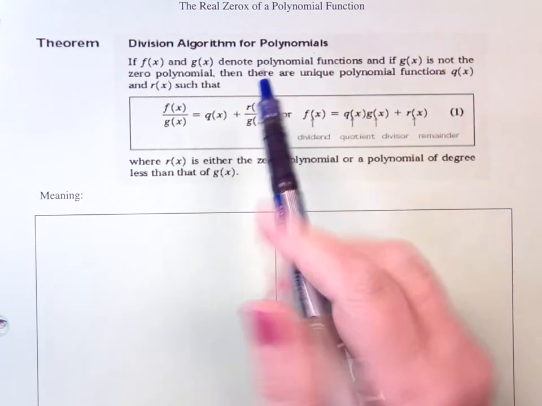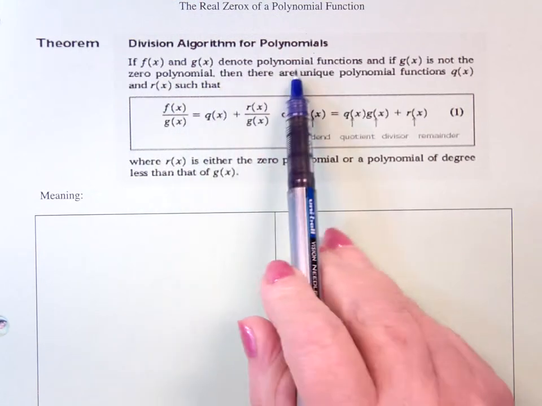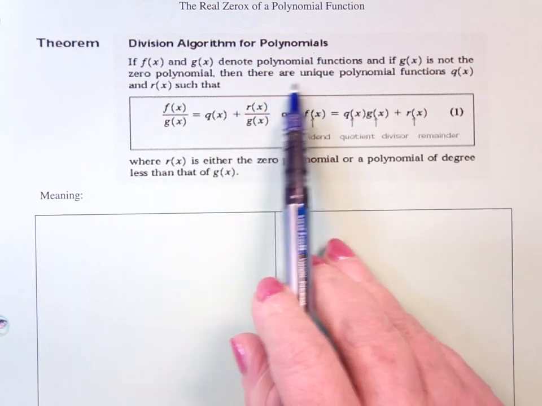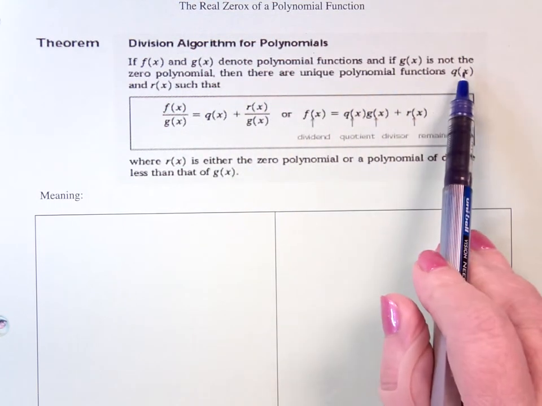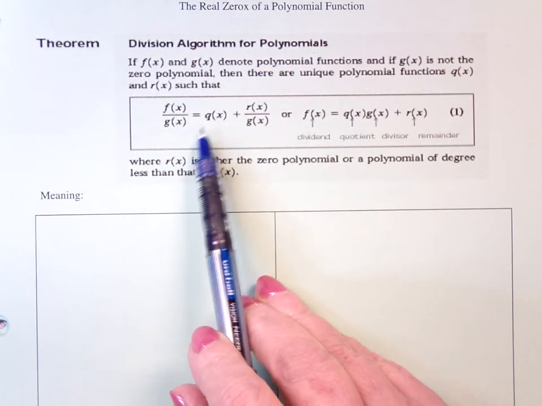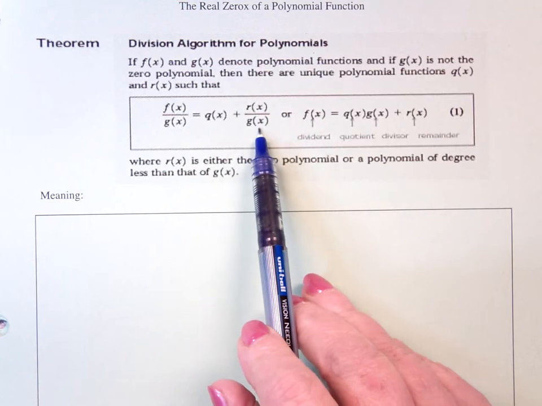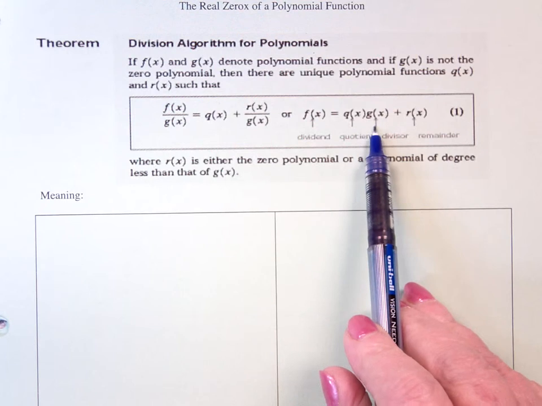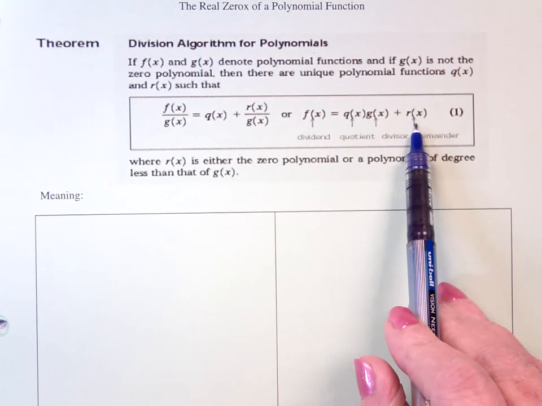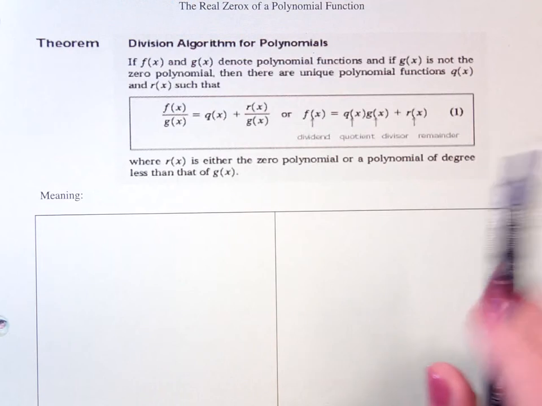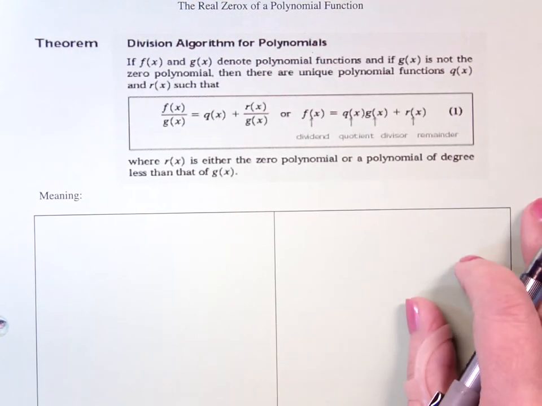And the division algorithm says this, that f of x and g of x denote polynomial functions, and if g of x is not the zero polynomial, then there are unique polynomial functions q of x and r of x such that f of x divided by g of x equals q of x plus r of x divided by g of x, or f of x equals q of x, g of x plus r of x. Now that's in the mathematical format, and all of the letters have some meaning. The q's and the r's do have some meaning.